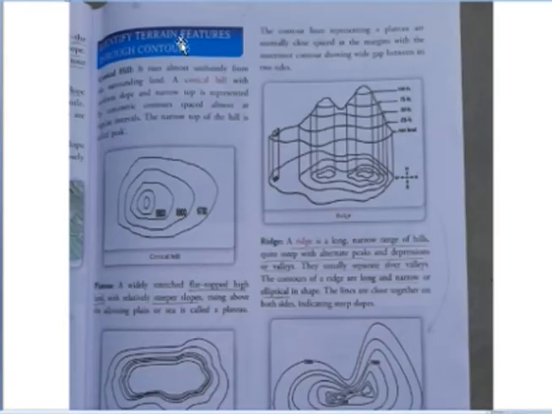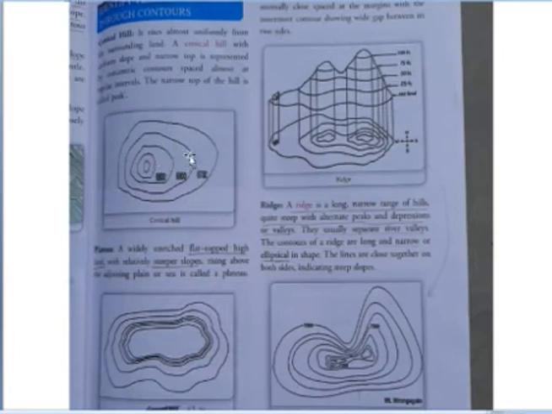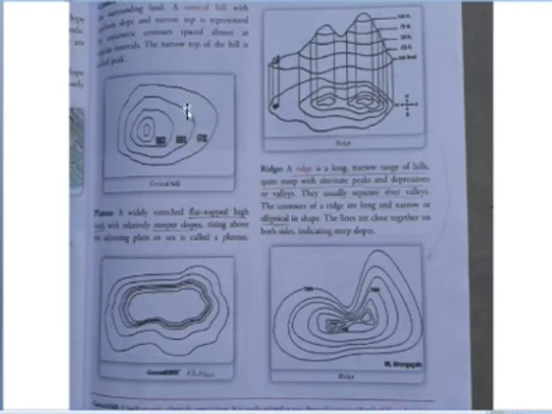Identify terrain features through contours. On the basis of contour lines, like here, contour lines are placed far apart. This type of contour line is in the form of a cone. The outer line is greater, and gradually it decreases as we move towards the center. So it is representing a hill.